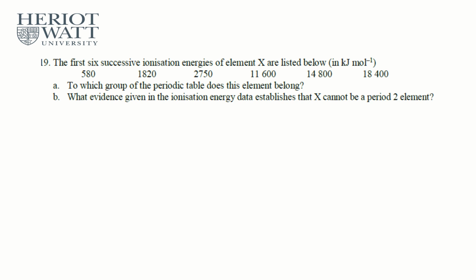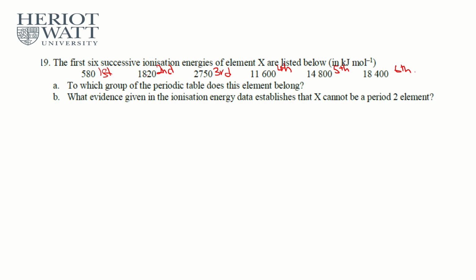19. Now, the first 6 successive ionization energies of element X are listed below. So, to which group of the periodic table does this element belong to? Look for the big jump. The big jump, from what I can see here, is okay. That's first, second, third, fourth, fifth, and sixth.